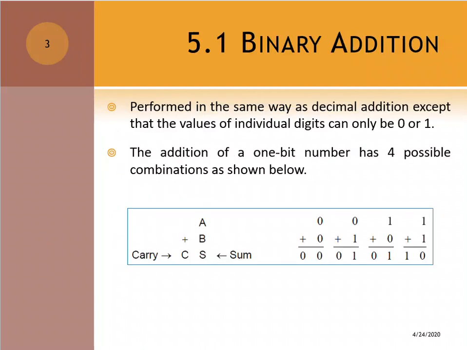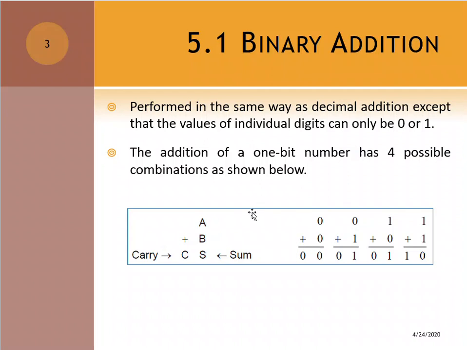Okay, first part, 5.1, binary addition. Binary addition is performed in the same way as decimal addition, except that the values of individual digits can only be 0 or 1. So the addition of a 1-bit number has 4 possible combinations as shown below. In chapter 1, we have seen binary numbers, and for binary numbers we have only 0 and 1. So for binary addition, these are the possible combinations for the addition process.